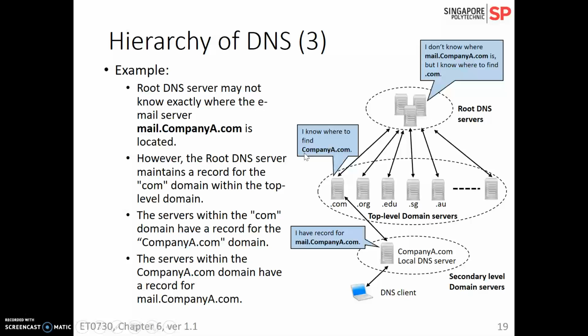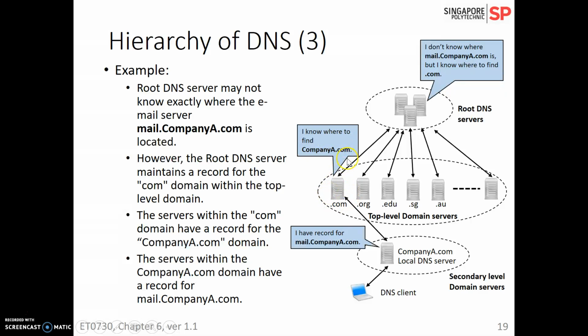Now let's look at how a client gets the IP address of a particular website. For example, if someone wants to go to the email server mail.company.com, the client will query the root, the top level. The root will check its record and say, I do not know how to go to mail.company.com, but I know where the .com DNS server is. So it will redirect the request to the .com DNS server.